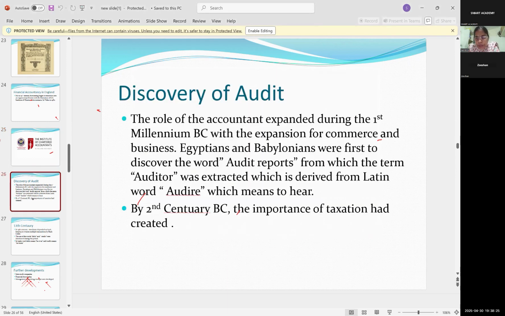And in the previous slide, what we have seen is that audit was discovered and the chartered accountant is the only person who is going to audit the accounts.